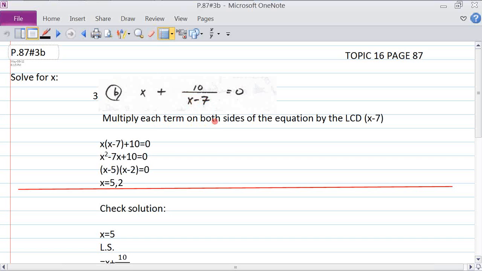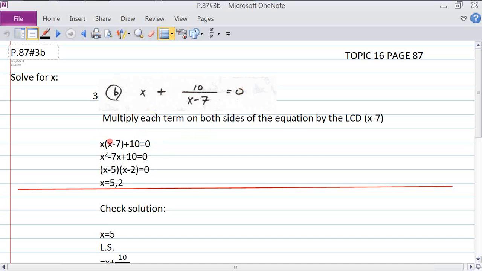So we're going to multiply each term on both sides of the equation by the lowest common denominator, which is x minus 7. If I take the x and multiply it by x minus 7, I get this. If I multiply this by x minus 7, the x minus 7 on the numerator and the x minus 7 on the denominator cancel. So I'm left with plus 10. And 0 times x minus 7 equals 0.